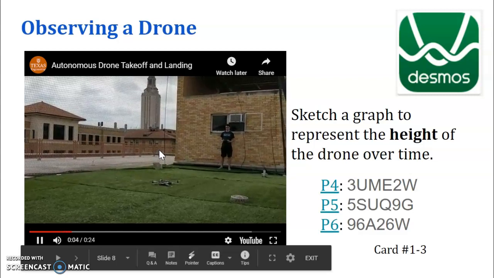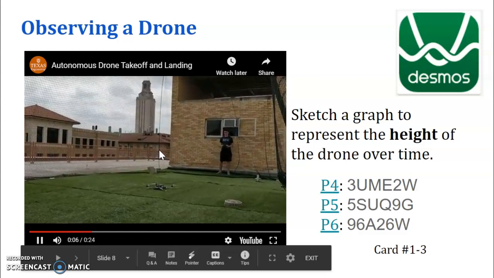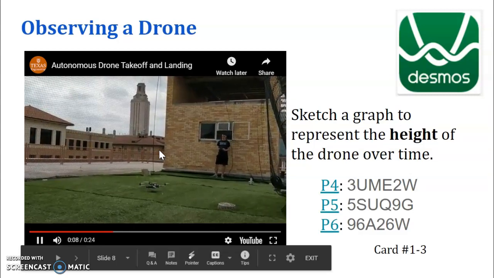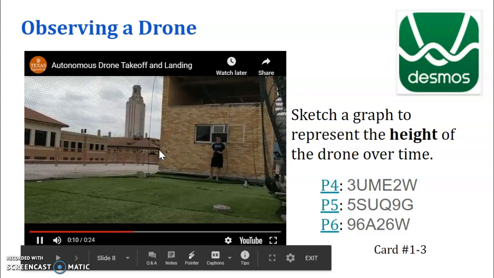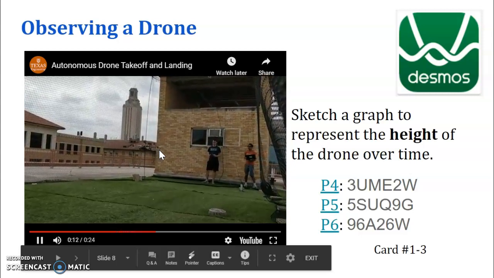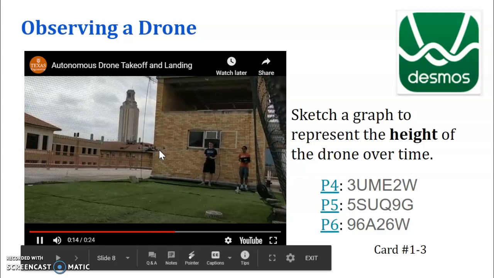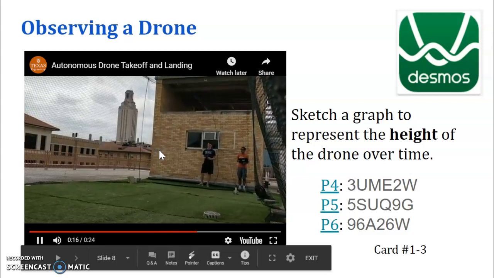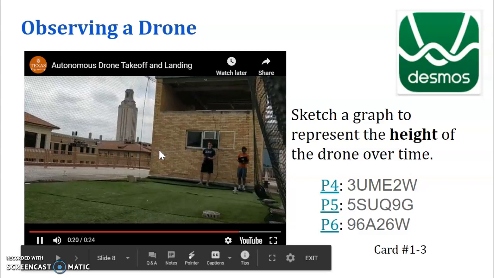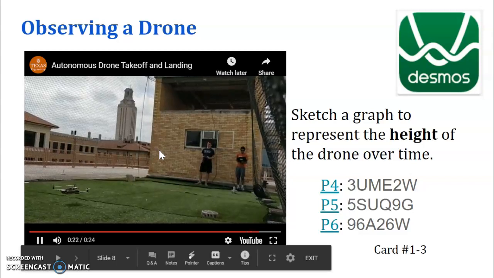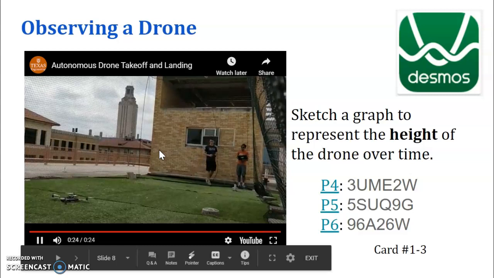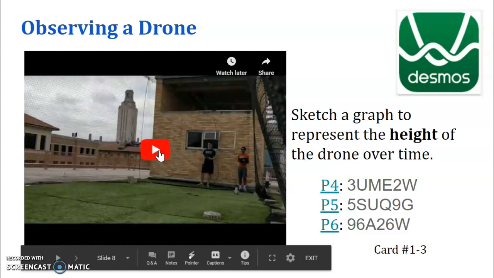What's happening is at about 6 seconds, it starts rising up. Okay? And then it goes up, stays there for a little while, and then at about 18 seconds, it starts falling down. Okay? So this time I want you to go to Desmos cards, okay, and go to studentdesmos.com.